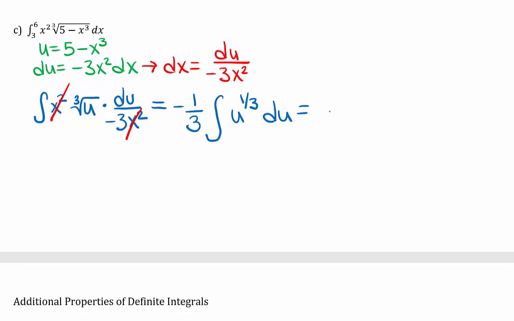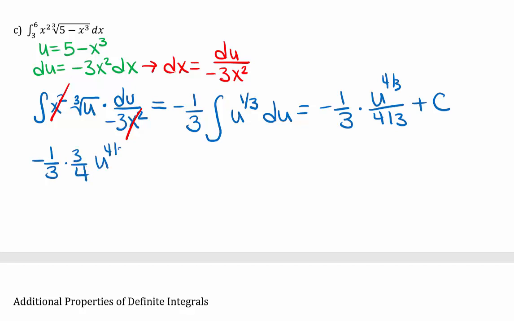So to integrate, I'm going to get negative 1/3 times u to the 4/3 divided by 4/3. I don't really need the plus c. I have the habit of writing down the plus c, though, when I'm not plugging in numbers. I'm going to eventually plug in numbers, but I've left off those bounds of integration for a reason right now. Let's see, dividing by a fraction is the same thing as multiplying by its reciprocal. So I end up with a negative 1/4, and then I'm going to change the u back into a 5 minus x to the third to the 4/3.